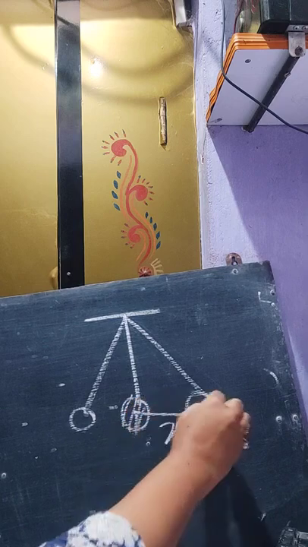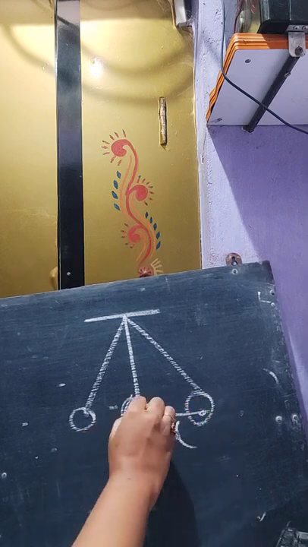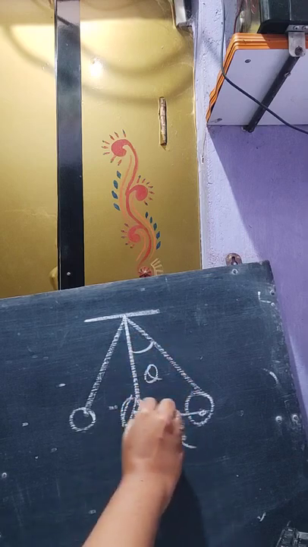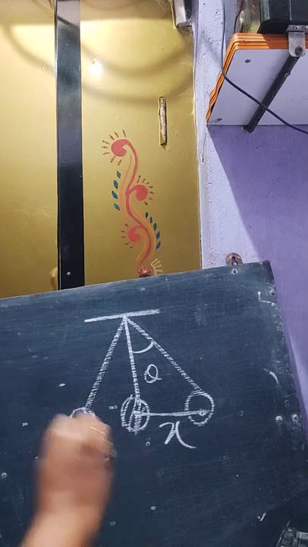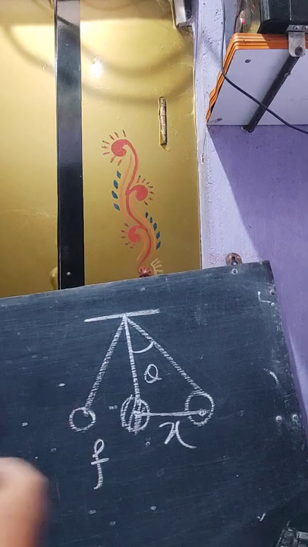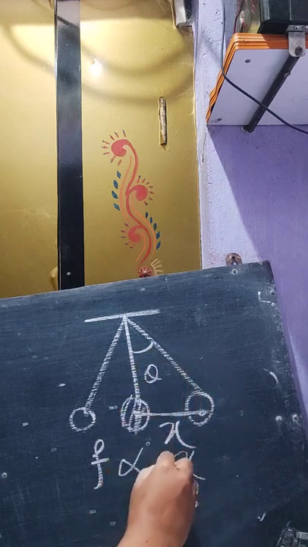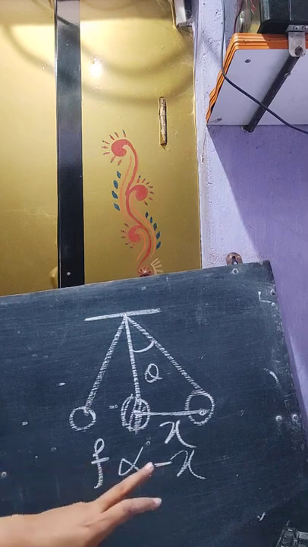From this mean position it is going to this part, though it is not in a straight line, but as this theta is much less, we are considering it as a straight line. So, if the amount of force or acceleration is F, then F will be directly proportional to X, and there will be a negative sign. So, why this negative sign?